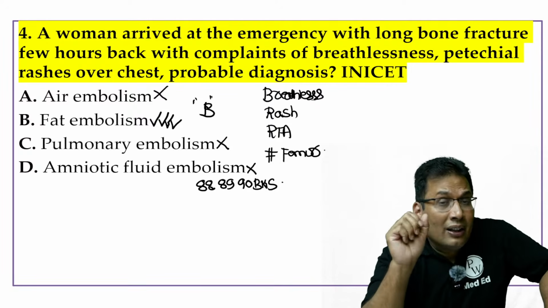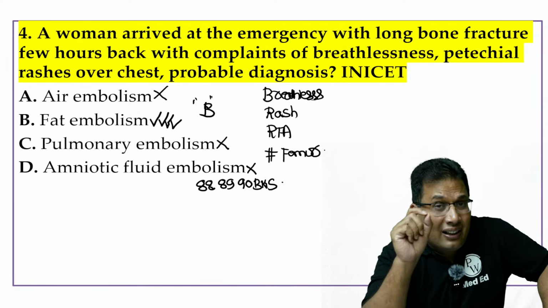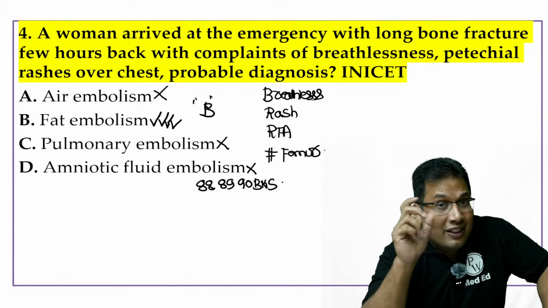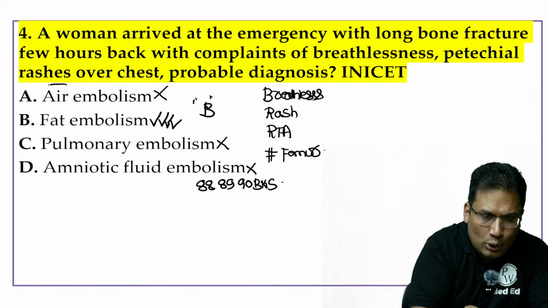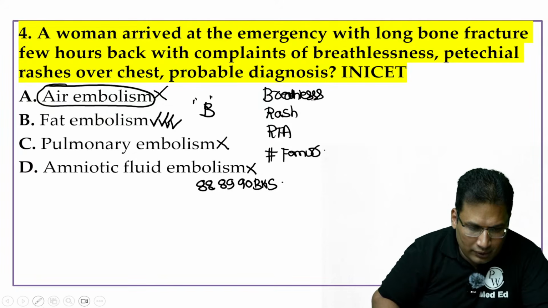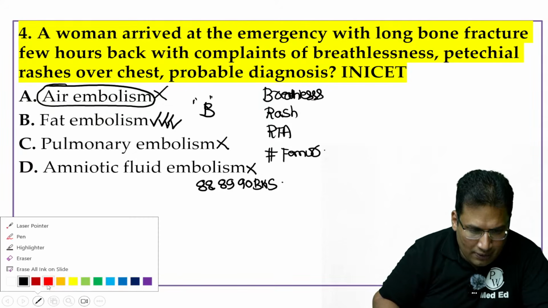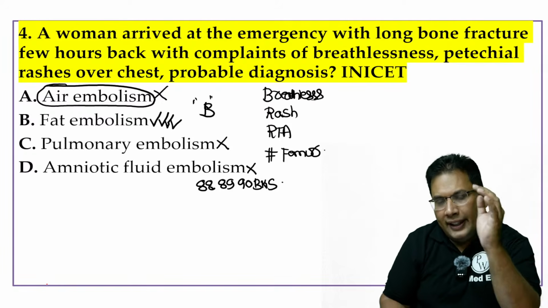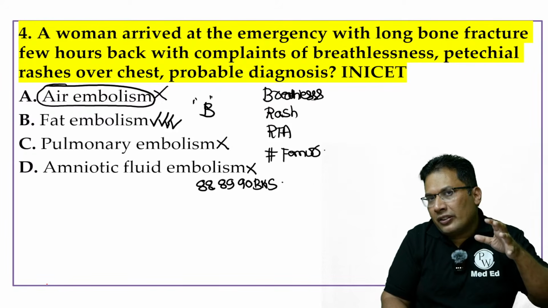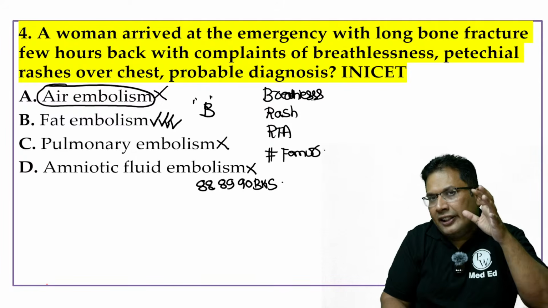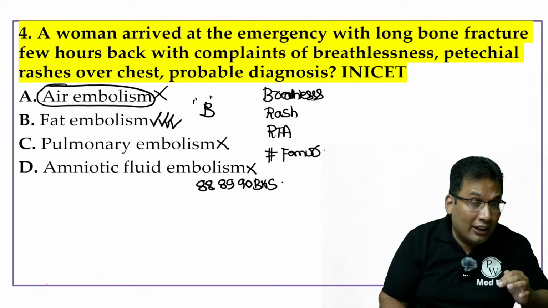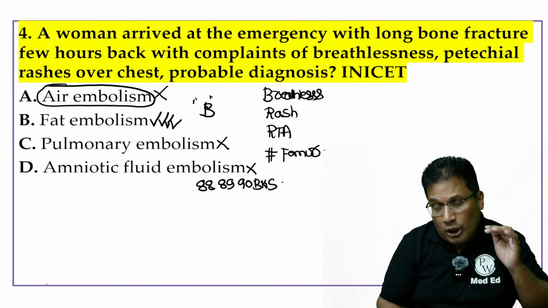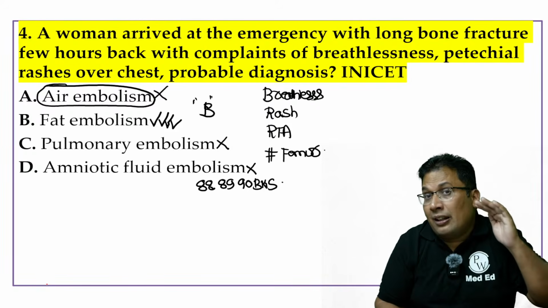Can anyone tell me what is the cavity that is opened first in case of air embolism? What is the first cavity to be opened in air embolism? Can anyone answer this question? In air embolism, the following cavity is opened first. Option A is cranial cavity, thoracic cavity, abdominal cavity, pelvic cavity. What is the cavity that is opened in air embolism? That is point number 1. And what is the test for air embolism?